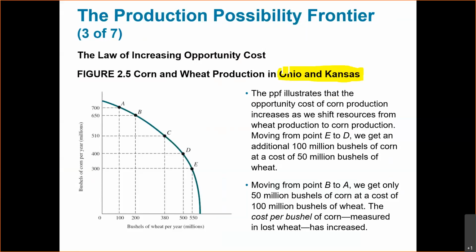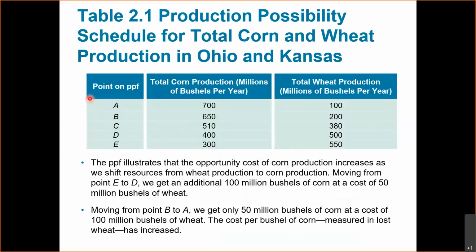Now, just a second ago, I gave you the argument that the PPF was bowed out due to specialized resources, and the argument I gave you was specialized labor. That argument extrapolates to the other factors of production, land, and also capital, not just labor. In this case, the dirt in Ohio is better suited for growing corn, and the dirt in Kansas is better suited for growing wheat. So why is it bowed out? Because of a specialized resource, in this case, land.